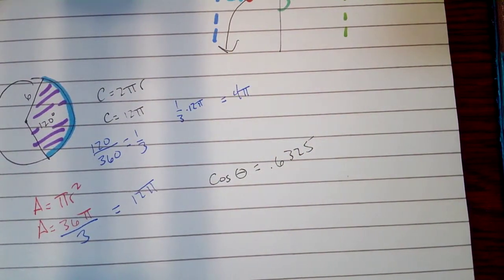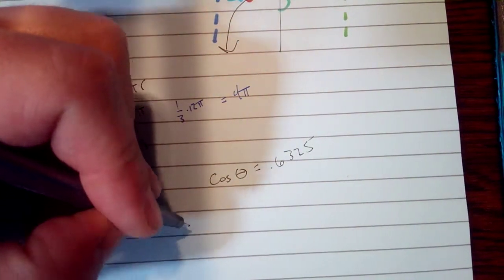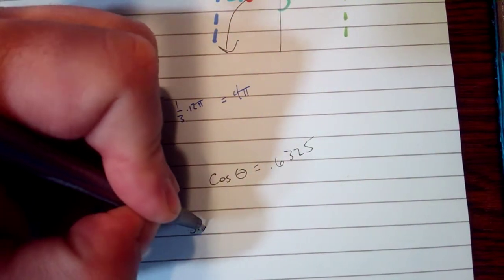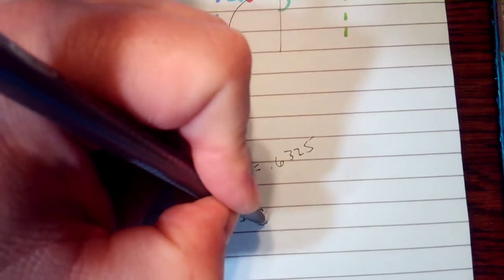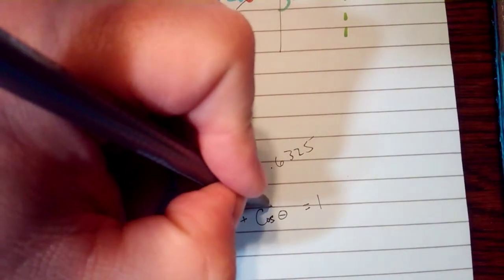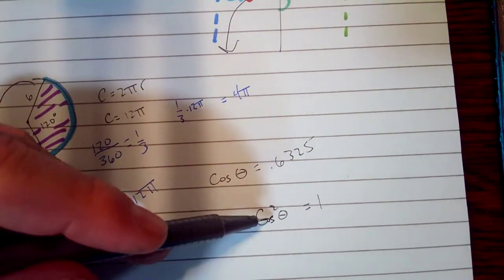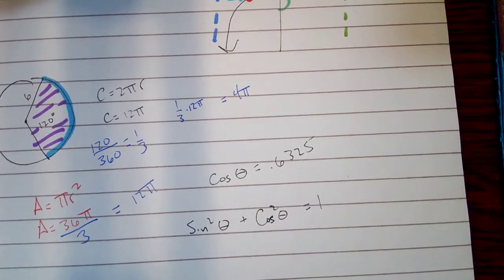This is where that Pythagorean identity came in. Remember, the Pythagorean identity was this: sine squared of theta plus cosine squared of theta equals 1. Right? Because x squared plus y squared equals 1, if you were talking about a Pythagorean whatever. I went over that before.